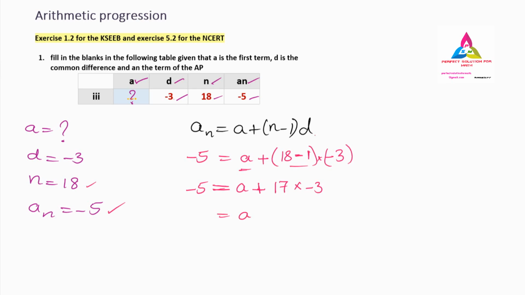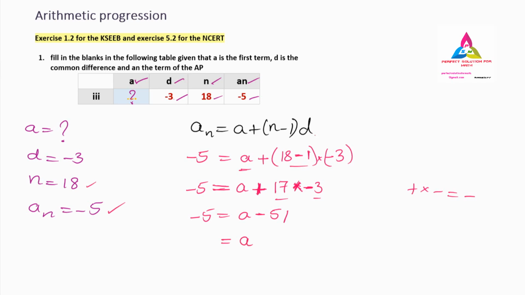So a we will keep as it is. This minus 5 remains as it is. Now you have to see, into we have, that is multiplication. So when we have multiplication, this is a minus sign and this is positive. So minus into plus, what do we have? Plus into minus is nothing but minus. So here minus will come. 17 3s are 51.